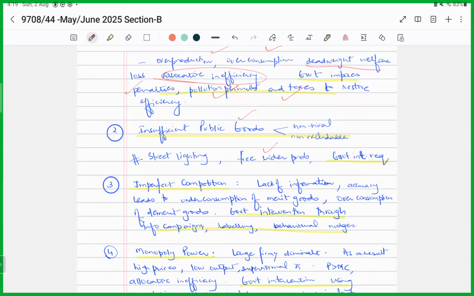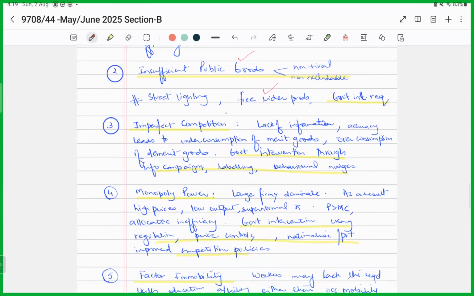Plus, it has also been seen that imperfect information could also be prevalent, right? When the consumers have a lack of information or they have inaccurate information, it leads to underconsumption of merit goods. That means the firms aren't providing sufficient merit goods, right? For instance, what? For instance, health and education, right? Or it could be that it's leading towards overconsumption of demerit goods.